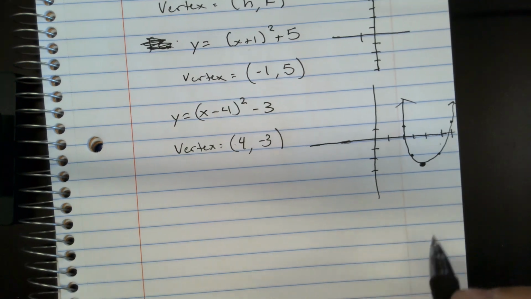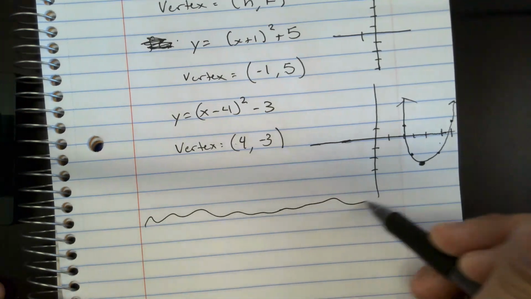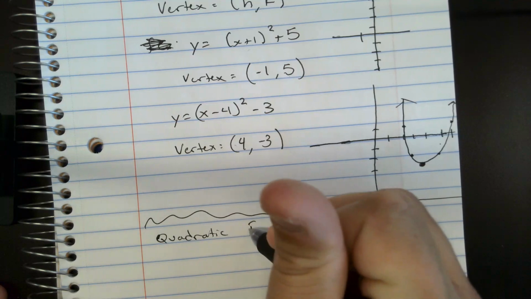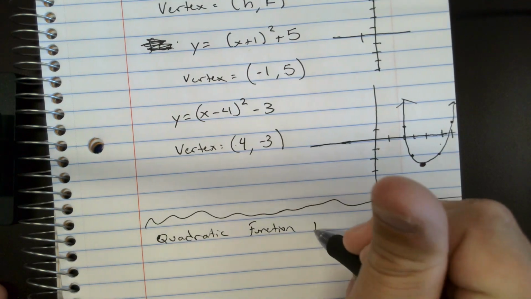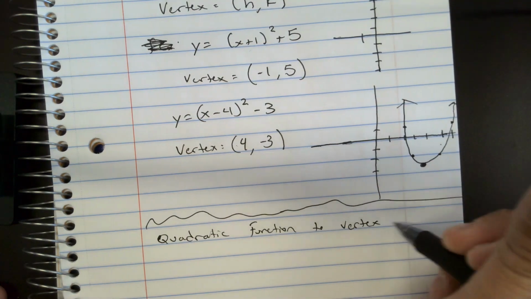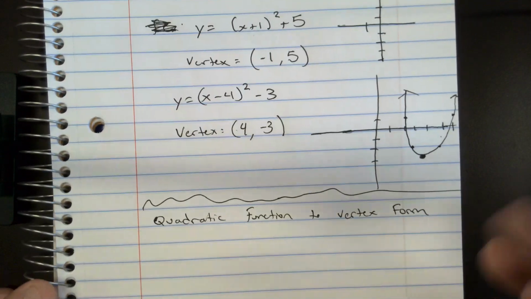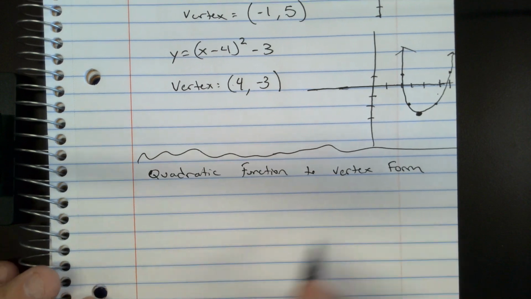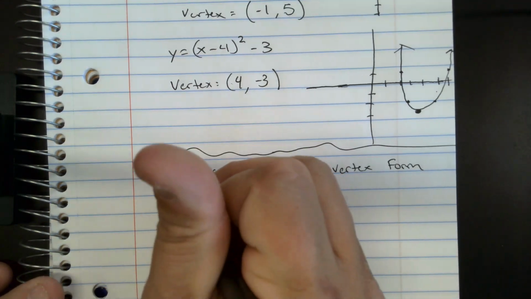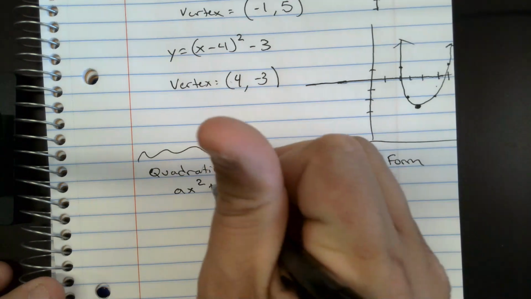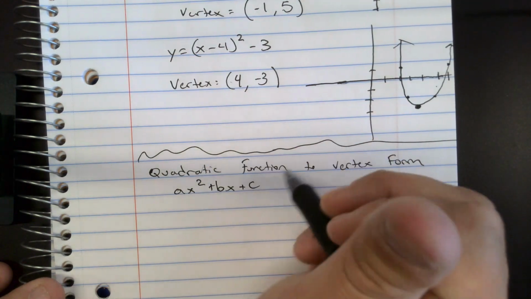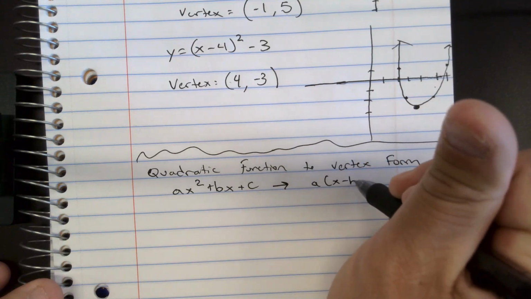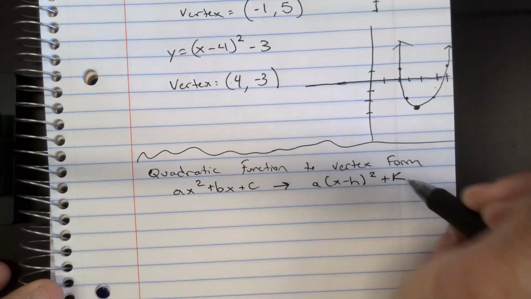So, title it in your journal, new little bit: quadratic function to vertex form. Quadratic functions are in this form, ax squared plus bx plus c, and we're going to go to a(x - h) squared plus k.